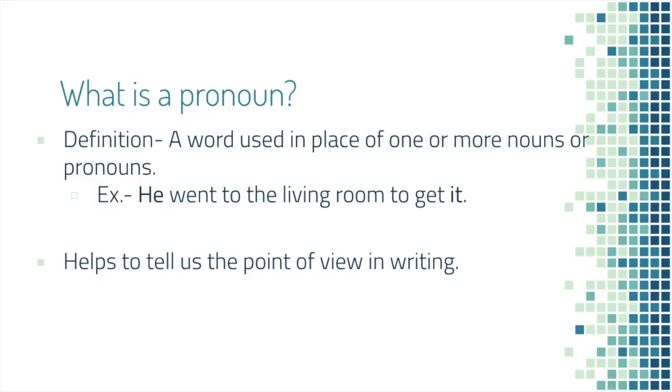So, what is a pronoun actually? A pronoun is a word used in place of one or more nouns or pronouns. The example that I have is he went to the living room to get it. He and it are bolded in this sentence because they are replacing one or more nouns. Okay? It also helps to tell us the point of view in writing. When we review point of view, pronouns are going to be so important to help us identify, is it first person, second person, or third person point of view.